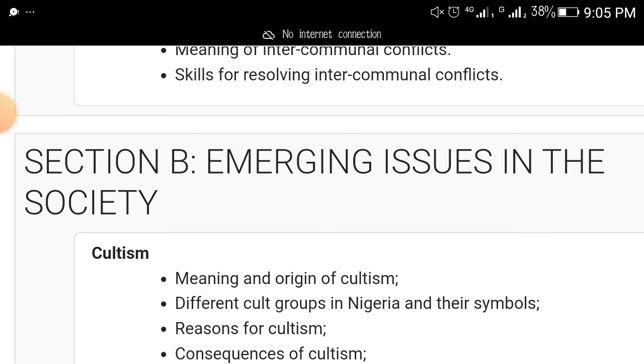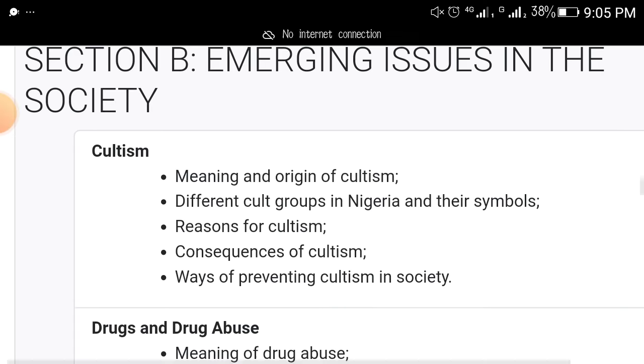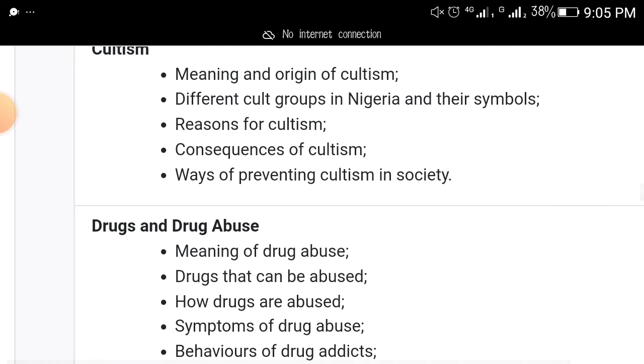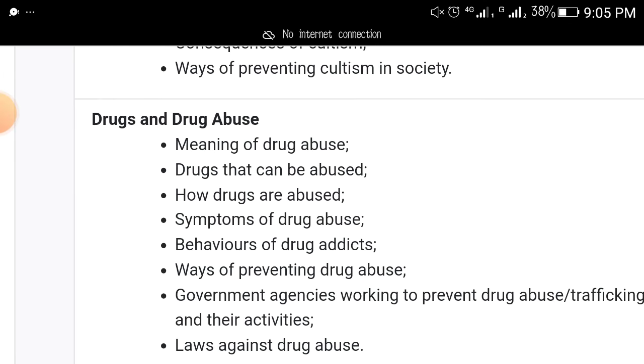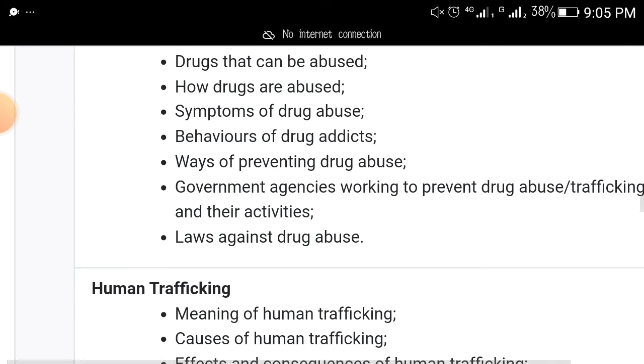Section B, I told you there are many sections. Section B will be emerging issues in the society, like things happening in the society. But there are many things. For this year, the one they will focus on is cultism. So go to your textbook and study cultism. Study drugs and drug abuse. Both their meaning, types of drug, different cults in Nigeria, reasons for cultism and all the rest. Just study up everything you can about cultism, drug and drug abuse. It will come out.